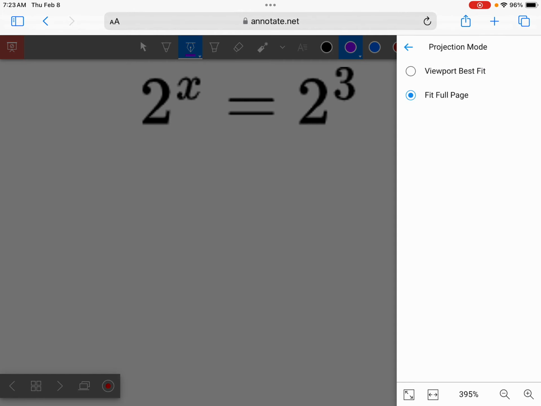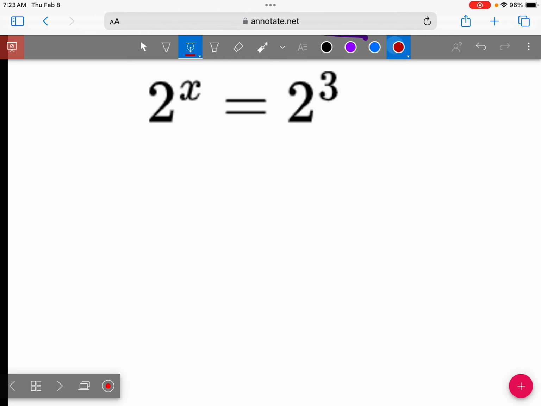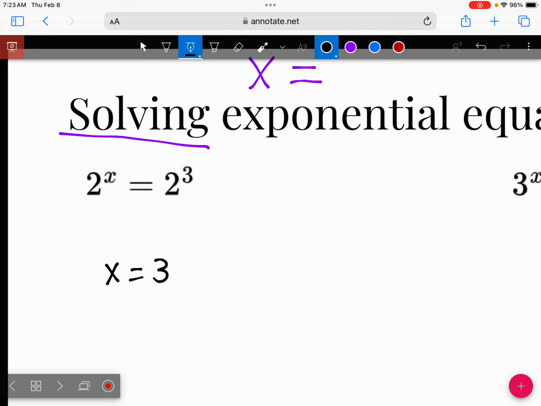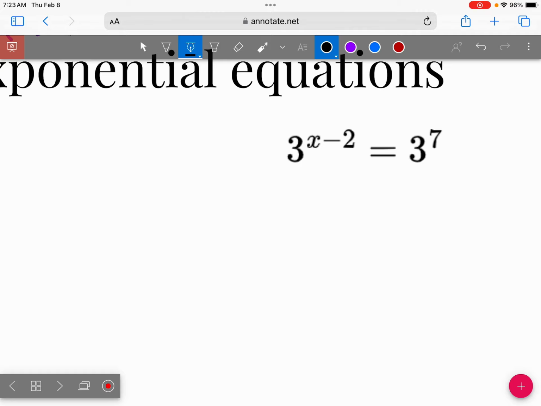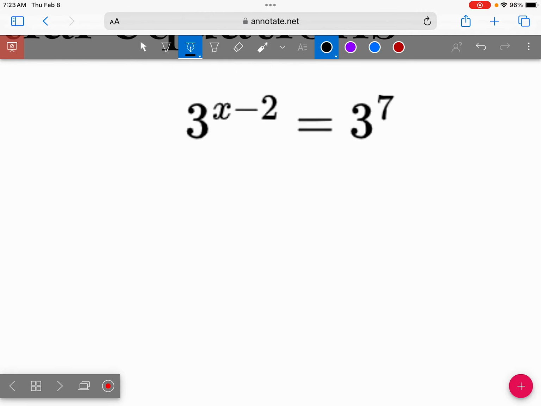So we have 2 to the x equals 2 to the third. So what does x equal? 3. When our bases are the same, we're looking at when the two exponents equal each other. Starting with a very, very simple one. It's not always going to be that simple. So if we look at this second one, 2 to the x minus 2 equals 3 to the 7th.